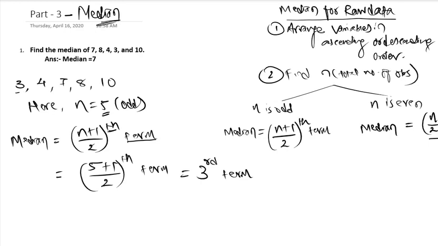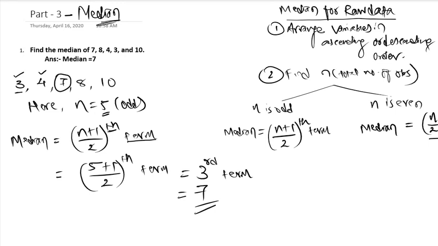Is 3 the middlemost term? Is 3 coming in the middle of all these observations? No. So how can 3 be median? Third term can be median. So which is the third term? This is the first term, second term, and this is the third term. Third term is 7. So median is nothing but 7. Please understand this concept that median is n plus 1 by 2th term. When I say n plus 1 by 2th term, I emphasize that it is not n plus 1 by 2 only.